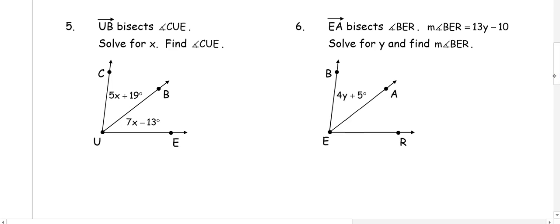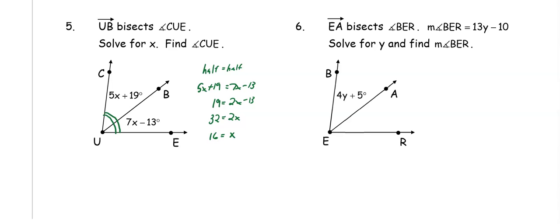In number 5, UB bisects angle CUE. So if CUE is bisected, these 2 angles are now congruent to each other. As we are going to solve for x, we have 2 half angles, so a half of an angle is equal to a half of an angle. So we have 5x plus 19 is equal to 7x minus 13. As we solve, we can subtract 5x. So 19 equals 2x minus 13. We can add 13 to both sides. 32 equals 2x. So as we divide, x is 16.